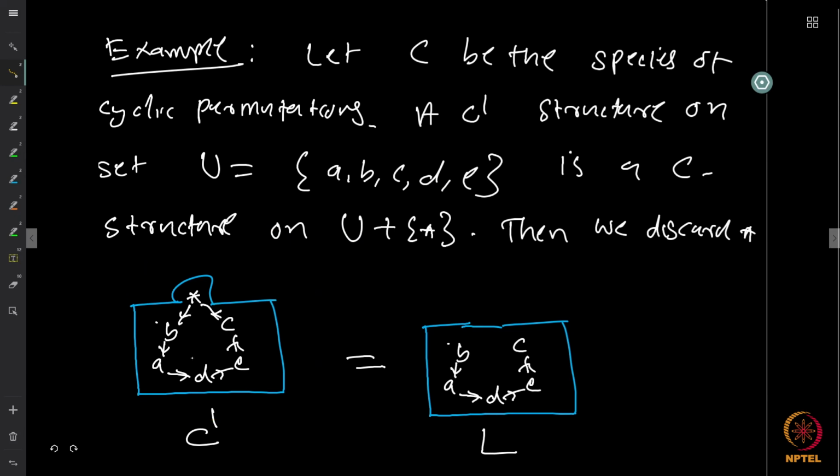So you put this structure. But now forget about star, which means that we are going to get a linear order on the elements, right? B, A, D, E and C. It stays in a linear order because it originally had a cyclic order where we removed the star, now making it just a linear order. So the derivative C' is the species L of linear orders.